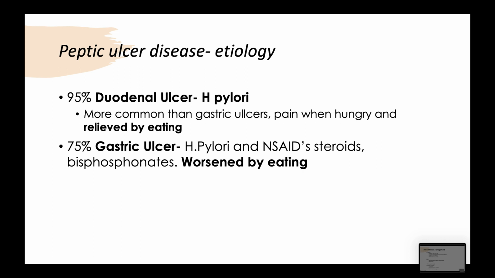So, peptic ulcer disease, 90% of the time it will be duodenal ulcers, and the most likely cause is H. pylori. Okay, and it's, like I said, more common than gastric ulcers, and the most significant differential factor in your history is that it is relieved by eating, in comparison to gastric ulcer where it's actually worsened by eating. So this is quite a good thing to remember for exams.